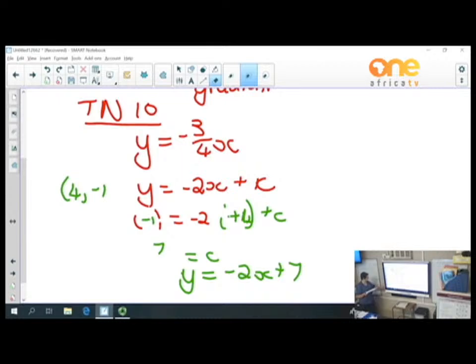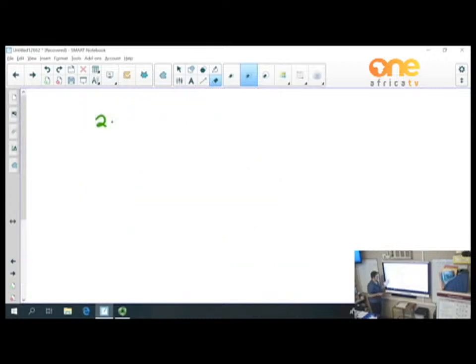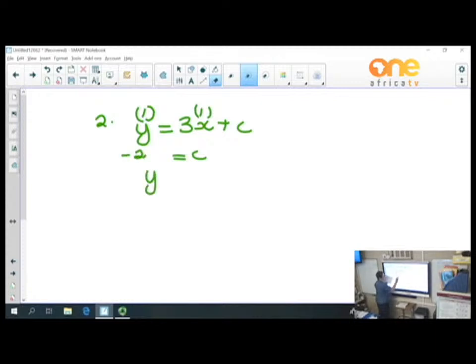Okay, now let's do number 2. Find the equation of each of the straight lines below. The gradient and the coordinates are there. So this is easy because we don't need to calculate the gradient. It's given to you, plus c. Then if you substitute 1 and 1 in there, c is going to be -2. So the equation is y is equal to 3x minus 2. So that is the method that we use.